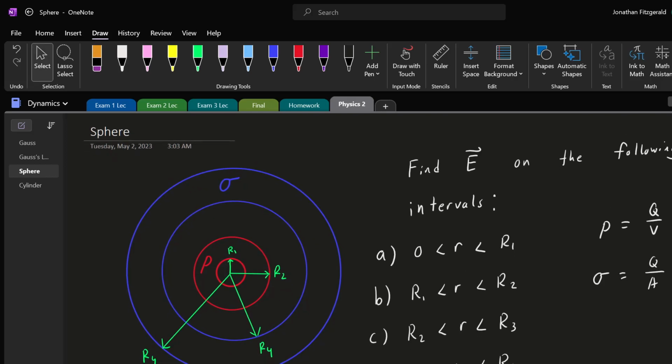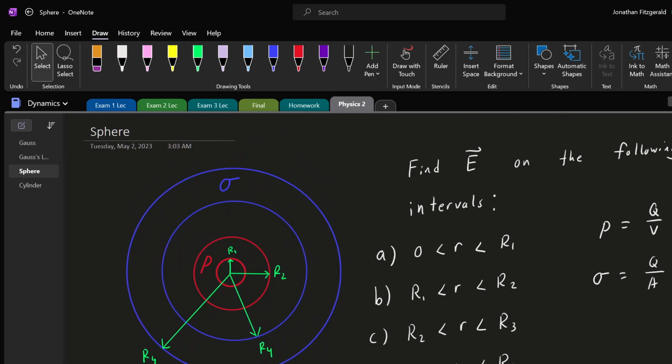So now what are we looking at? We're looking for the electric field on the intervals given. So 0 to R1. R is simply the radius of the Gaussian sphere. So when the Gaussian sphere has a radius between 0 and R1, that's A, between R1 and R2, and so on.